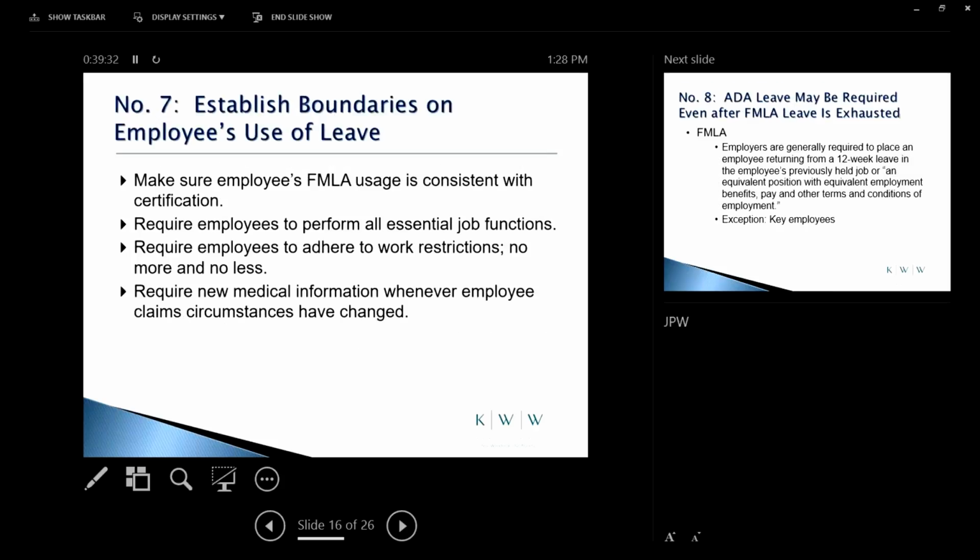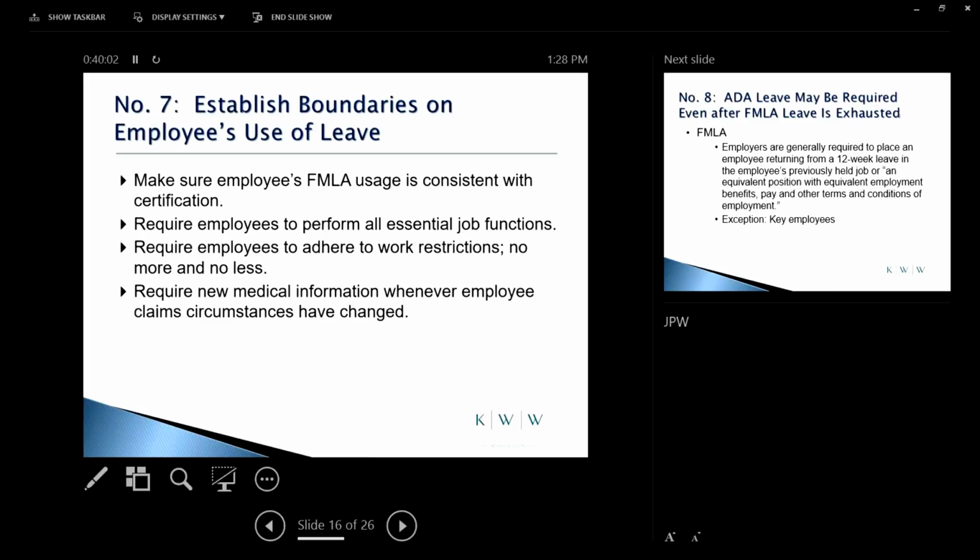Okay, best practice number 7, establish boundaries on an employee's use of leave. So with the FMLA, you need to make sure that the employee's FMLA usage is consistent with the certification. You also need to make sure that the employee's usage is properly authorized by the FMLA. In other words, that it's a qualifying condition. And I'll give you an example, ripped from the headlines as recently as last week.